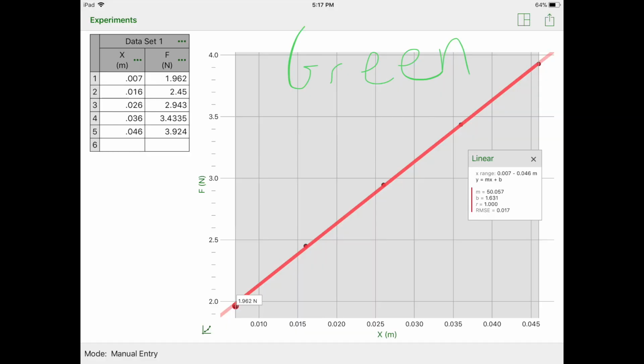Here's the data we collected for the green. As you see, we found the slope of the line. That's the M value. The M is 50.0. That is the K value for green.